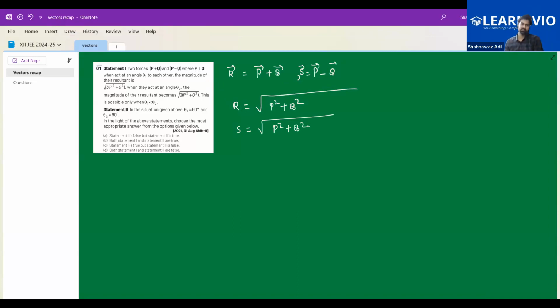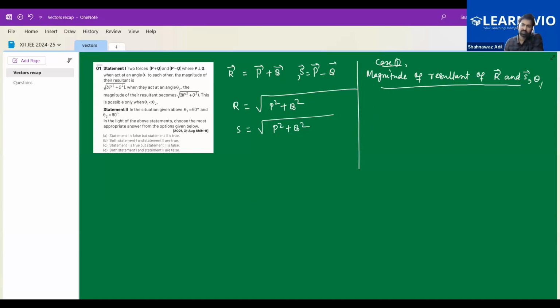Right, guys? Now, the second part is that we have to find the magnitude of the resultant of R and S, right? So this magnitude we have to find out. This is the first case. And the angle between the vectors is what? The angle is theta 1. So what would be the resultant? Let's name it RS. This would be R square plus S square plus 2RS.